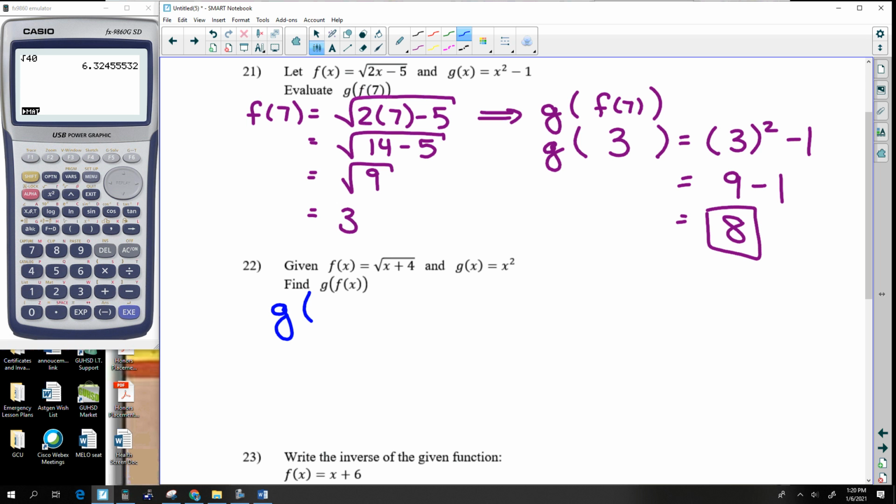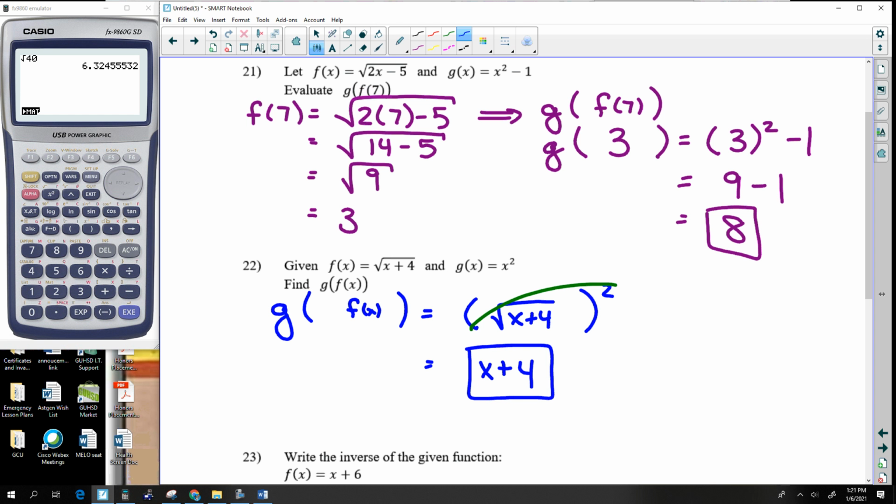Here we have g, and on the inside of g, we are going to be putting an x. So g is x squared. And on the inside, we put f, which is the square root of x plus 4. The square eliminates the square root, so that just leaves us with an x plus 4.